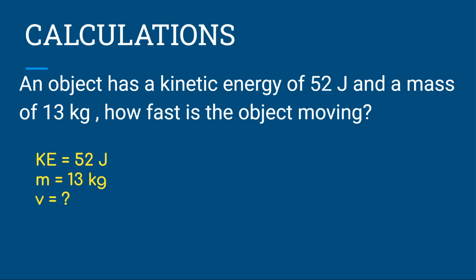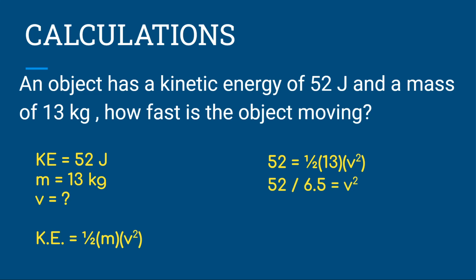So again, when you read it, label it. I have a kinetic energy, I have a mass, I'm looking for velocity. I'm still using my kinetic energy equation. KE equals 1/2 mv squared. Substituting in looks like this. 52 equals 1/2 times 13 times v squared. Half of 13 is 6.5. If I divide both sides by 6.5, I can get that v squared by itself. 52 divided by 6.5 is 8, which is not my answer because it's v squared. You have to now take the square root of 8, which will give you approximately 2.8 meters per second.